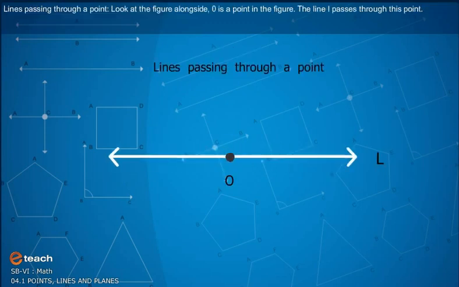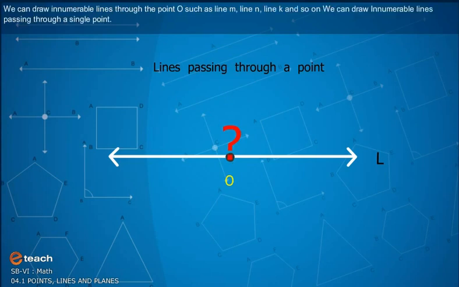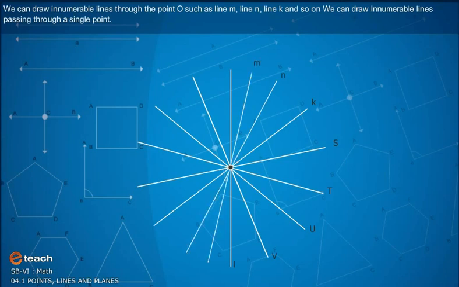Lines passing through a point. Look at the figure alongside. O is a point in the figure. The line passes through this point. Let us see how many more lines we can draw that pass through the same point O. We can draw innumerable lines through the point O, such as line M, line N, line K and so on. We can draw innumerable lines passing through a single point.